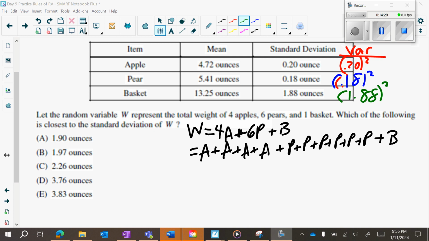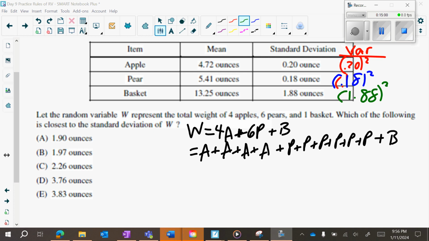Okay, so I want you to think about these apples kind of like you would think about yesterday when we did the runners on the track team, and how we had their distributions of times and we had to add them up to find the mean team time. But for the standard deviation, we couldn't do that. If you recall, we had to find the variances and then add them and then square root to get the standard deviation.